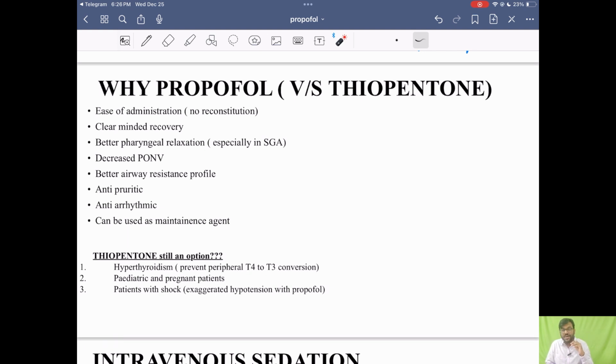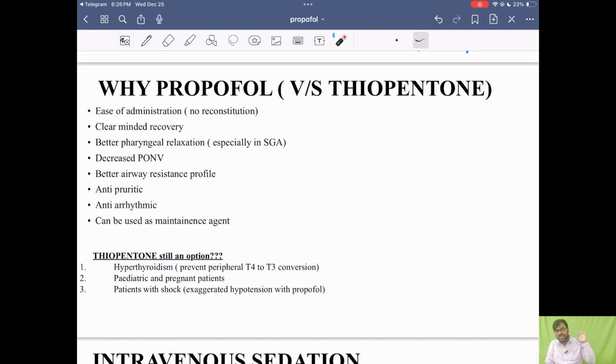The answer is no. The anesthetist should consider thiopentone in a few situations, like hyperthyroidism. Why? Because thiopentone inhibits the peripheral conversion of T4 to T3. Others are pediatric patients, pregnant patients, and patients with shock. So propofol, we'll discuss its further action.